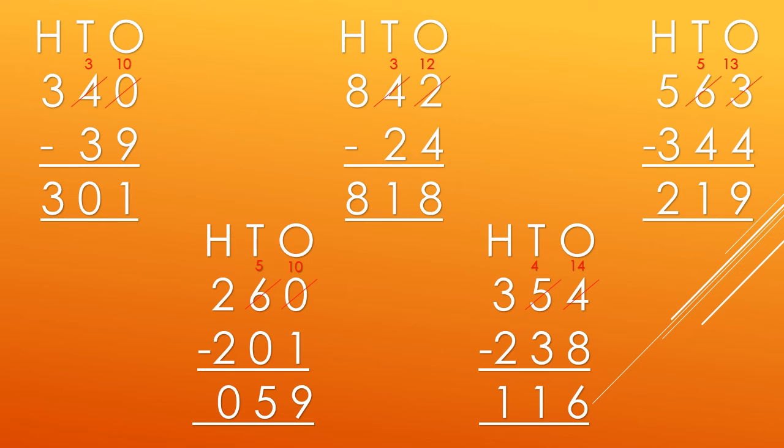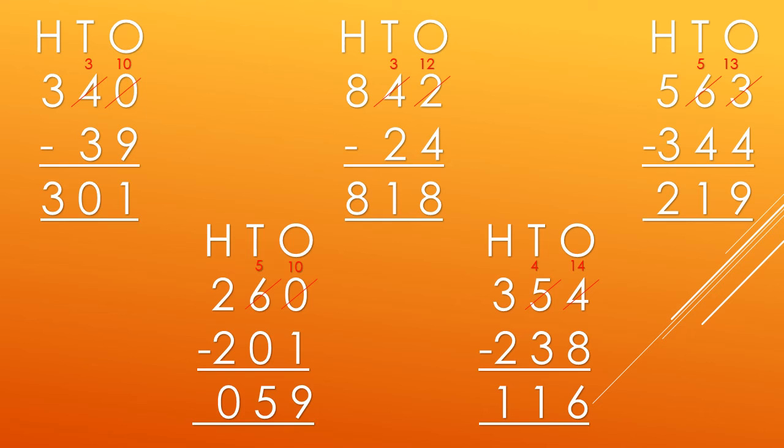Next sum is 842 minus 24. Children, we cannot subtract 4 from 2, so we will borrow. So in tens place 4 becomes 3 and in ones 2 becomes 12. 12 minus 4 is equal to 8. Now in tens 3 minus 2 is equal to 1 and in hundred single number 8 is there, so we will write 8 under hundreds. So 842 minus 24 is equal to 818.